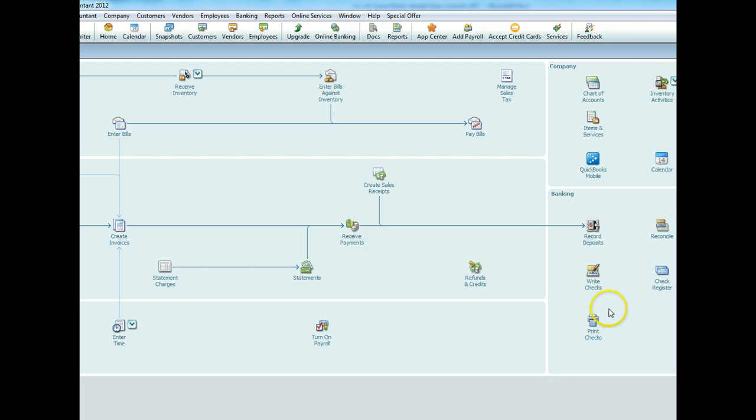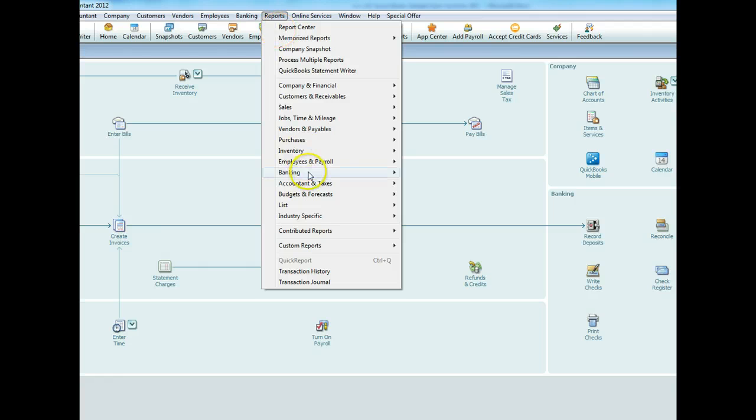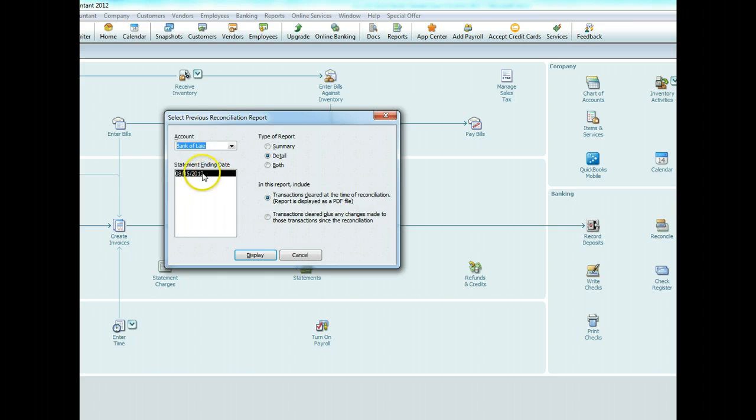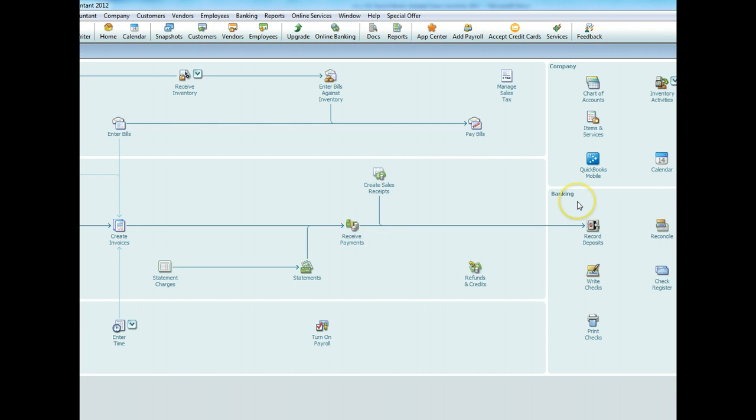Alright, so we've done the reconciliation. Now, if I did want to go see the reports, you could go back to banking, previous reconciliation, and there'll be a date here, and I can display them anytime I want. Okay, so I've reconciled my account. Now I'm going to do a credit sale.